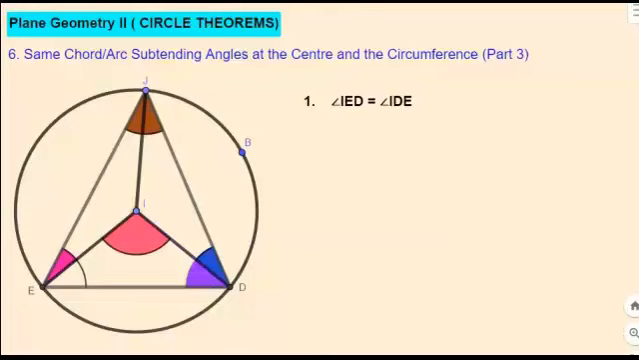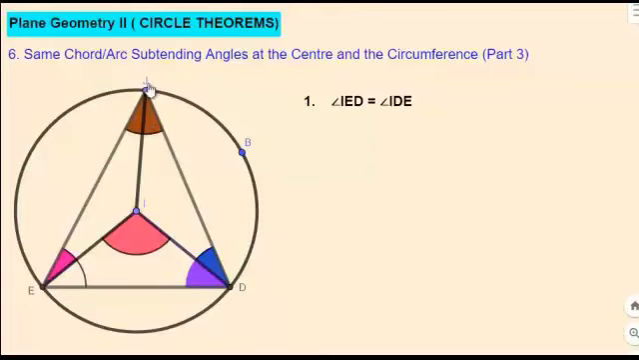Now, when the line is drawn, we get 3 triangles. And when that happens, students sometimes get confused when they are asked to find any of the angles. So now let's look at it.